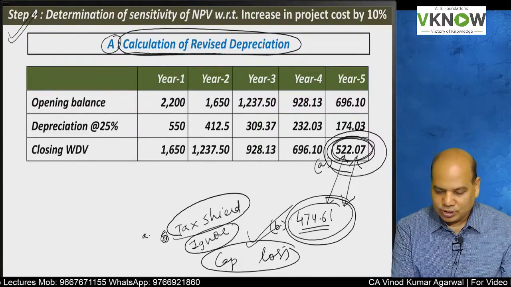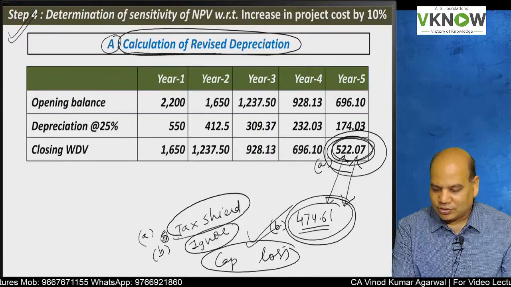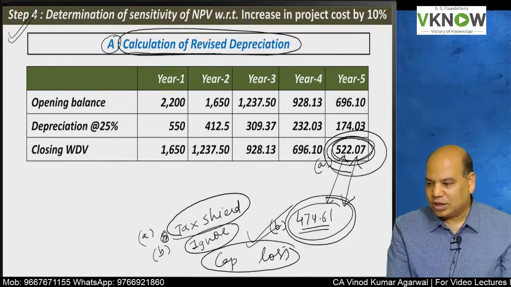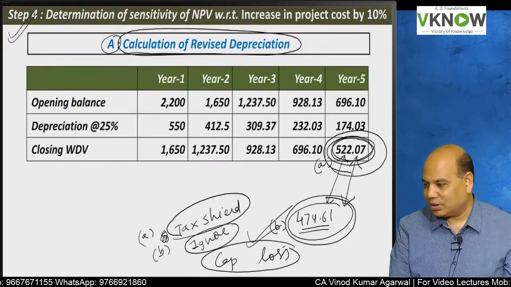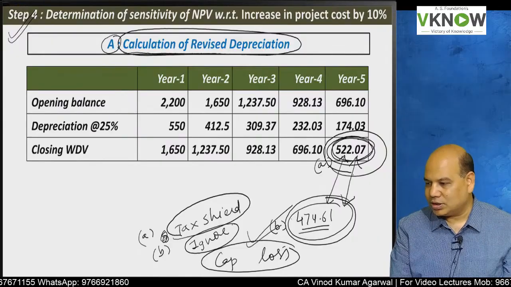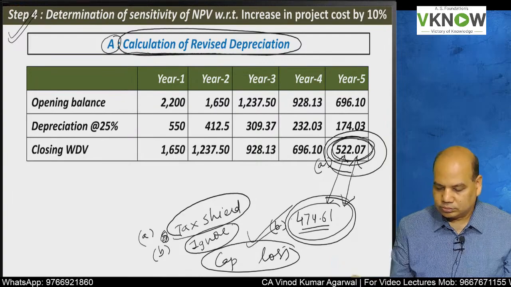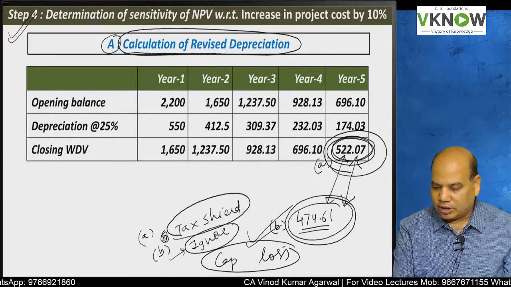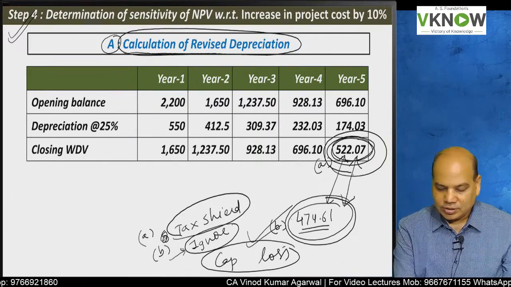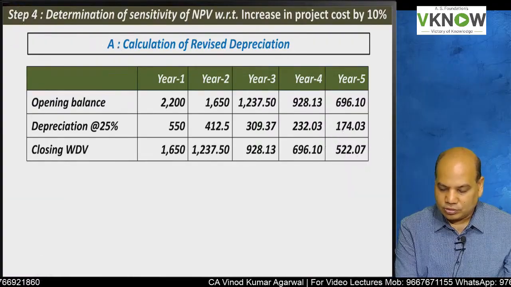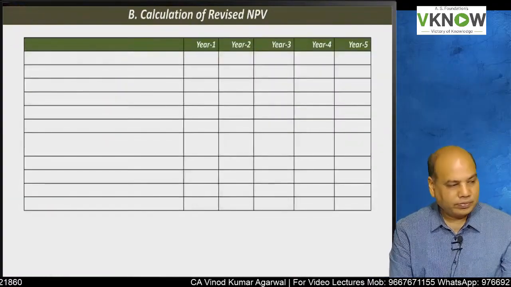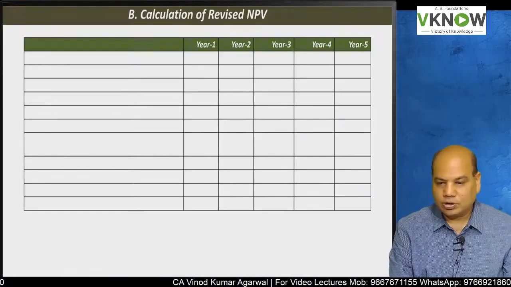What is your view, A or B? Tax shield or ignore the capital gain or capital loss adjustment? We will ignore it by writing a note. Is it right? We will try to follow the same assumption which the institute is following.